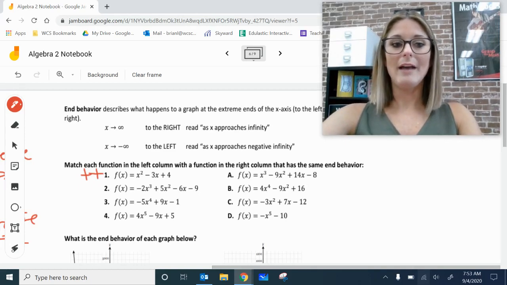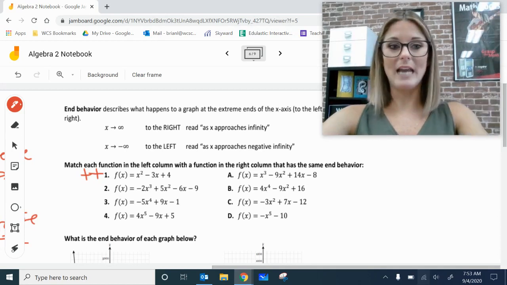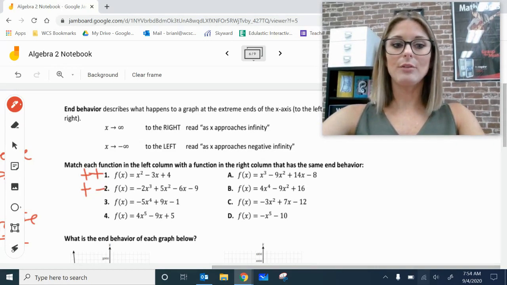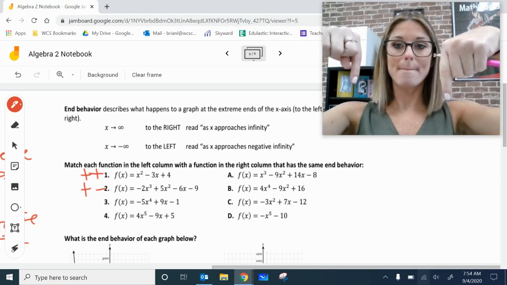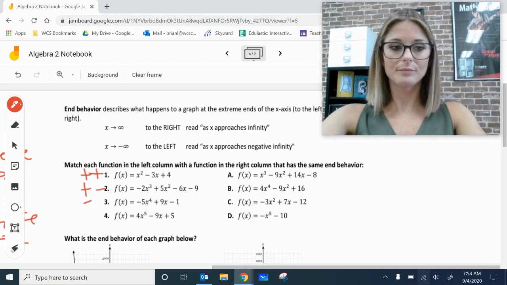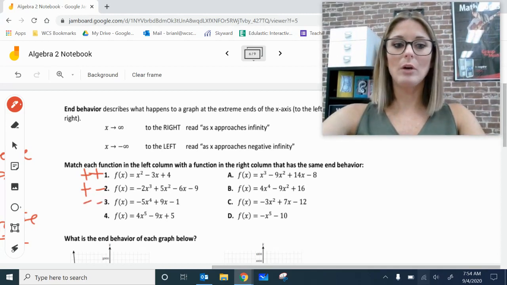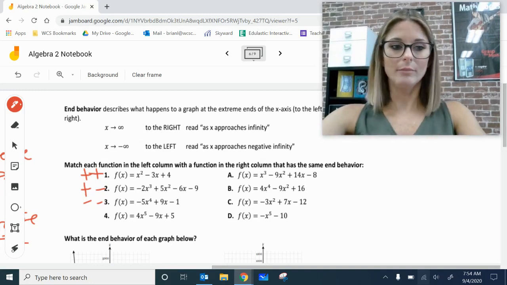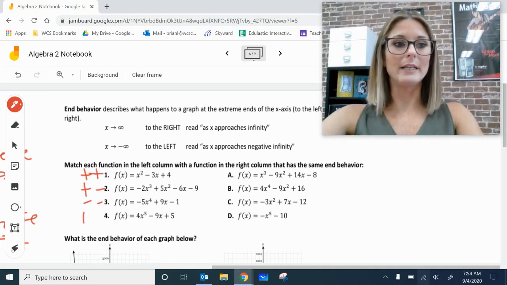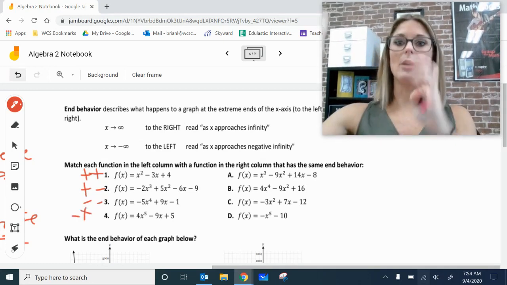Number two, I have a negative and it's odd. Negative would be going down from left to right. So it should be pointing up on the left side and down on the right side. Number three is a negative even. Both arrows should be down. And number four is positive in front, odd. It should be going up from left to right. So the left arrow should be pointing down, and the right arrow should be pointing up.